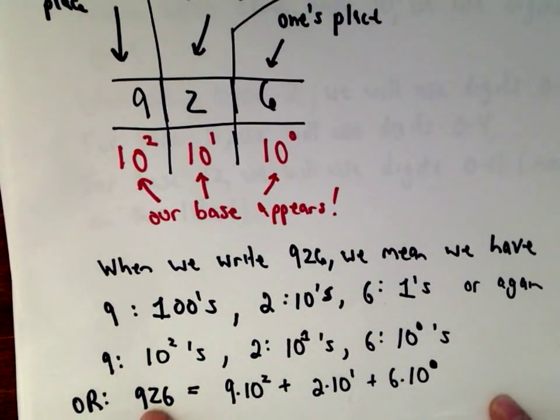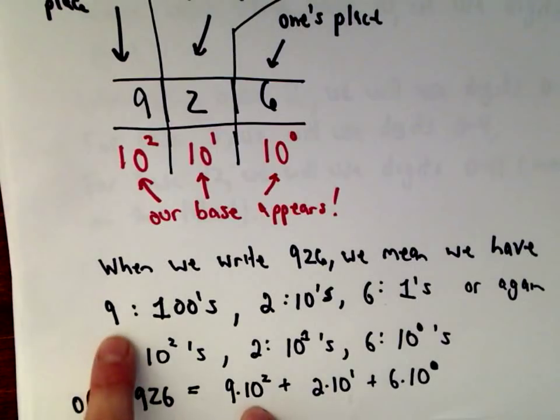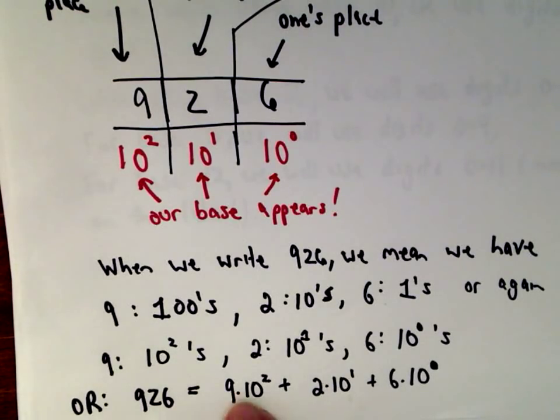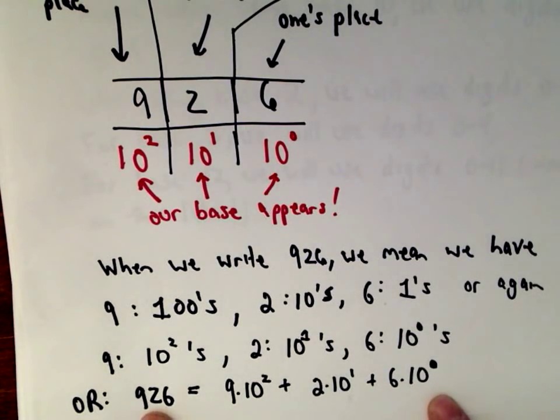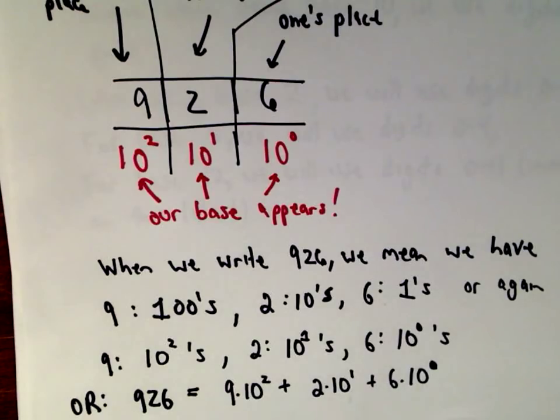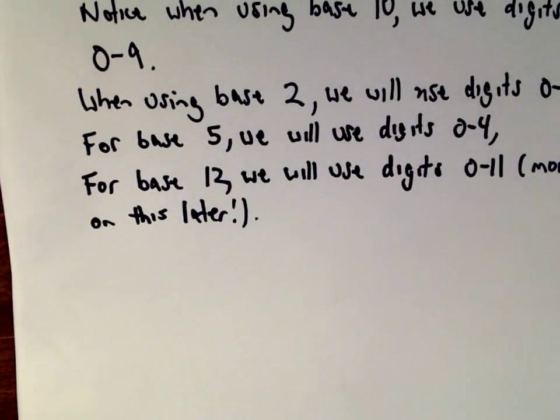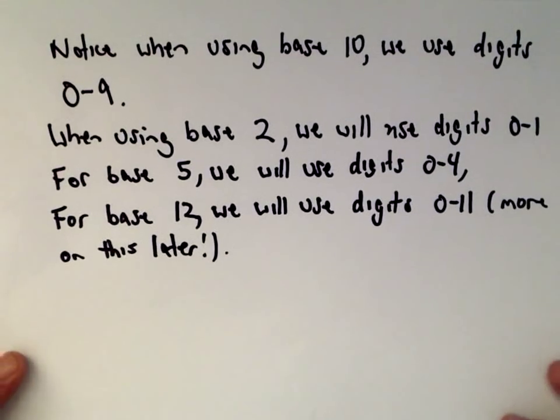When we mean 926, what it means is we have 9 hundreds, which is 9 times 10 squared. We have 2 tens, which is 2 times 10. And we have 6 ones, which is 6 times 10 to the 0 power. And if we add those together, we get 926. That's what we mean when we write the number 926. Okay, you're like, all right, Patrick, I know this. So we'll start looking at base 2 in just a second, but I want to point out something real quick.